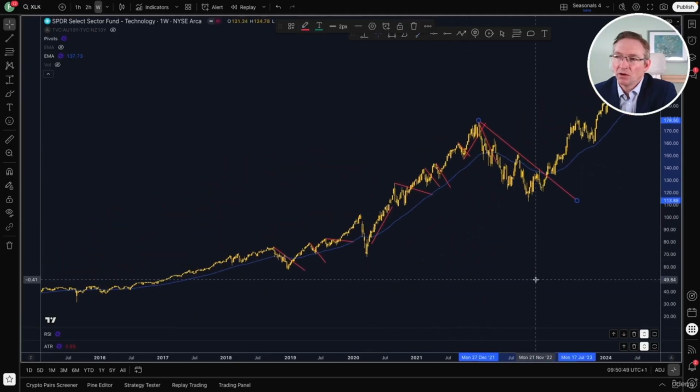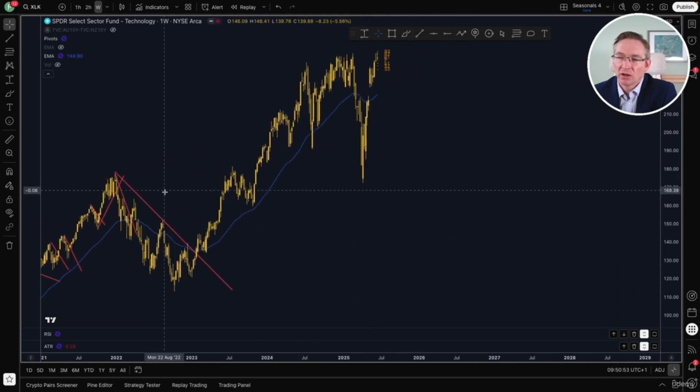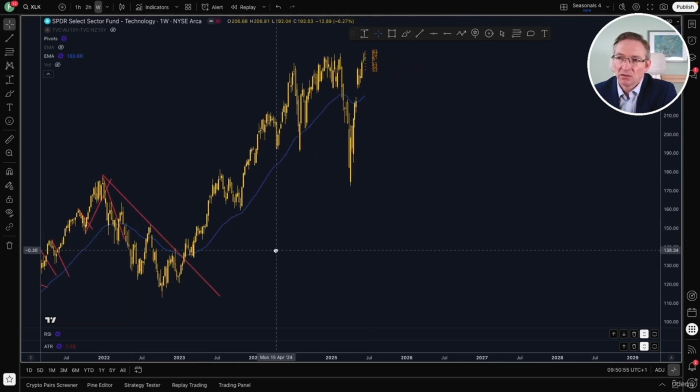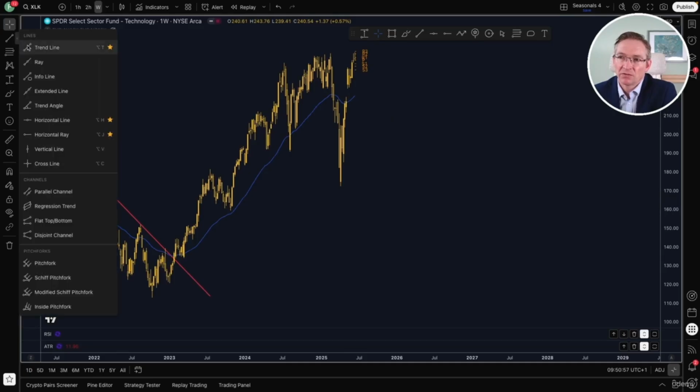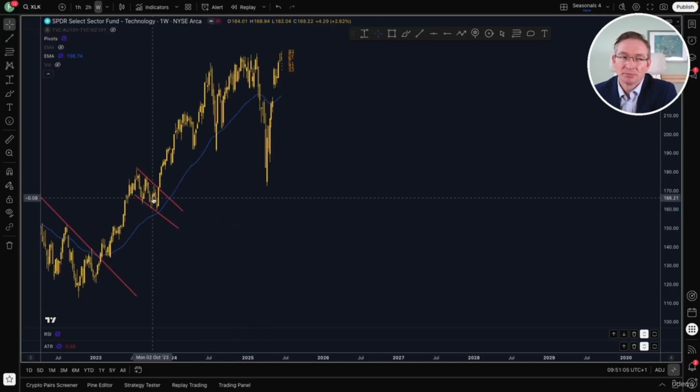So if you're thinking, I just want to get involved in the trend line breaks. Look, and there's a nice flag pattern. Is that a trend line break? Yes. Is it a flag pattern? Yes. The two together.